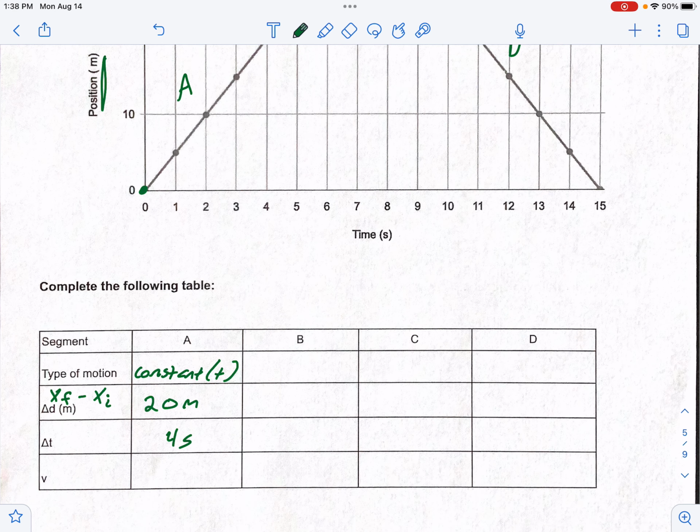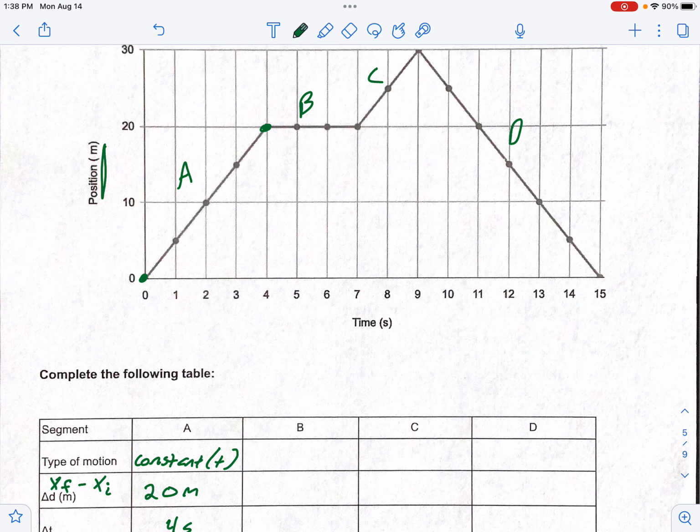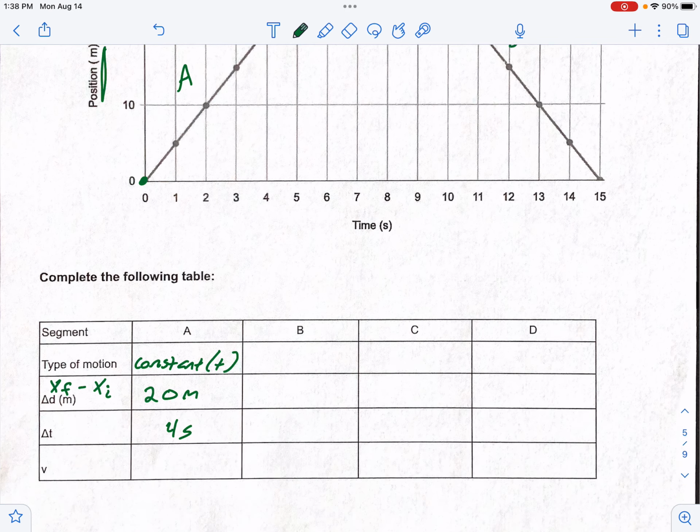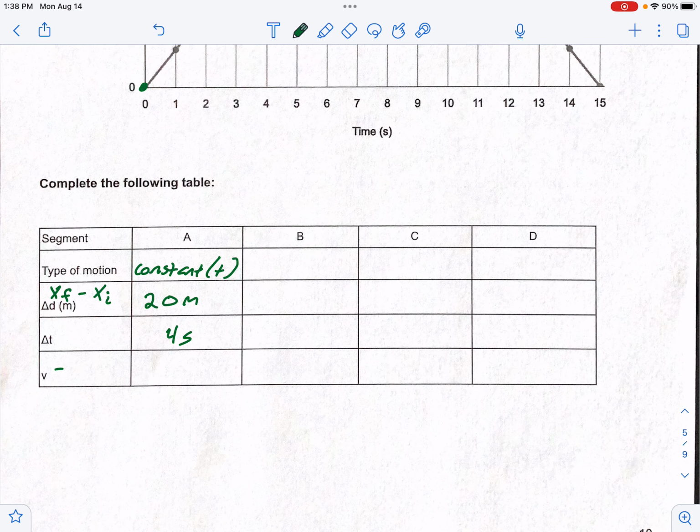Now, velocity, what we've been talking about, is your slope on a graph. Well, we just found our change in y and our change in x, or our rise over run. So velocity equals displacement over time, our change in y over change in x. So 20 divided by 4 is going to give me 5 meters per second.